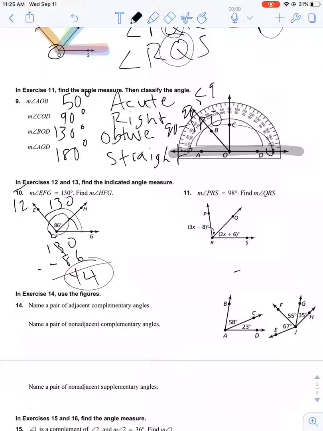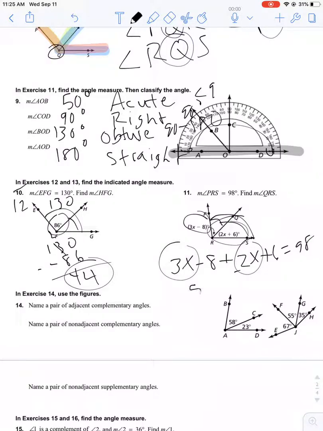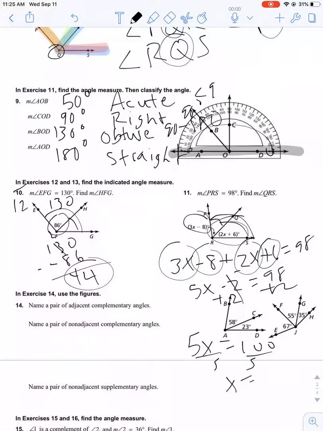Now in this one, we know that the whole thing is 98. So that's this part plus this part. So this part plus this part is 98. Combine your like terms, 5x, negative 2. Now we're going to solve by adding 2. 5x equals 100. So x is 20. But we got to check, what does it actually want to know? QRS. So it wants to know angle QRS, which is 2x plus 6. So 2 times 20 is 40, plus 6 is 46.